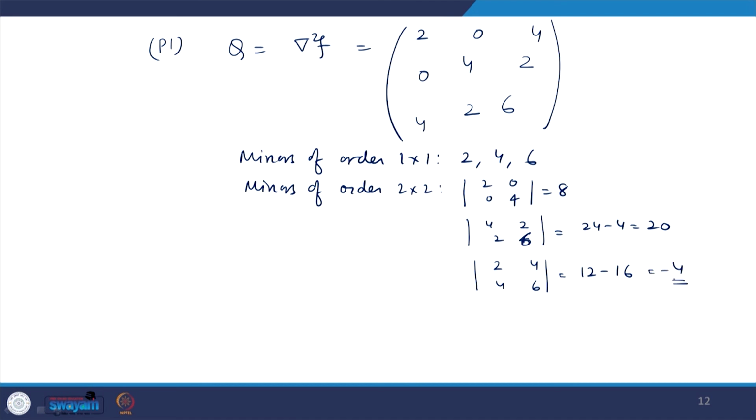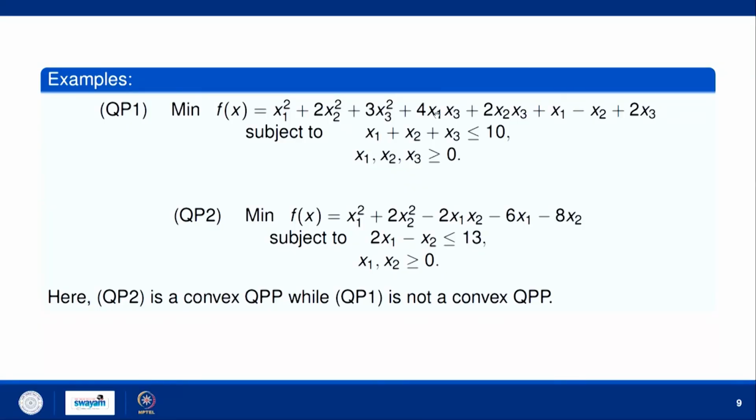So, this is not a positive semi definite matrix, and hence this problem is not a convex programming problem. Similarly, one can show that this problem is also not a convex programming problem. However, if you find the Hessian matrix of this one, one can easily show that this is a convex programming problem, because the Q will be a positive semi definite matrix.